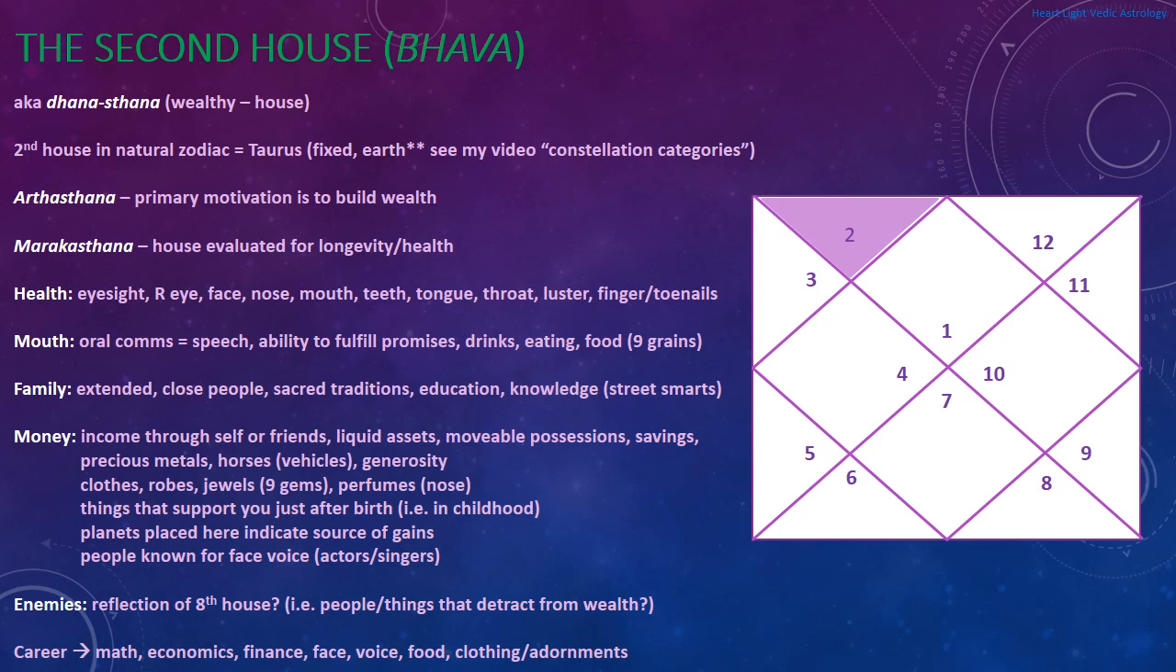Another name for the second house in Sanskrit is Dhana Sthana. Dhana means wealth and Sthana means house, so wealthy house, or house of wealth.